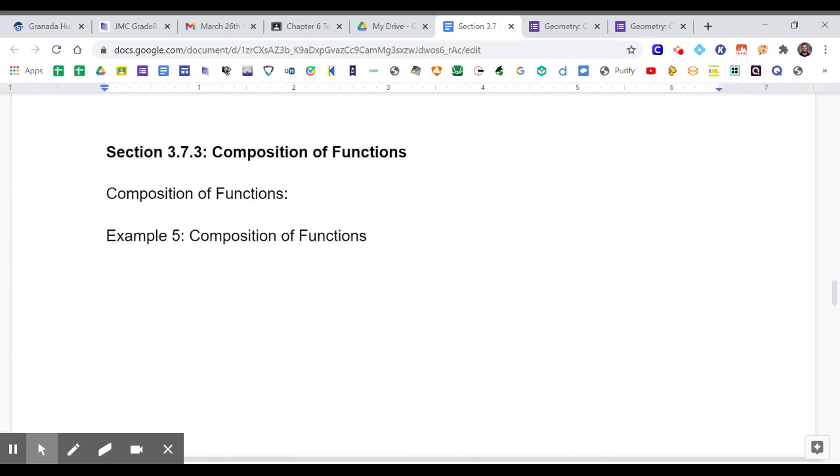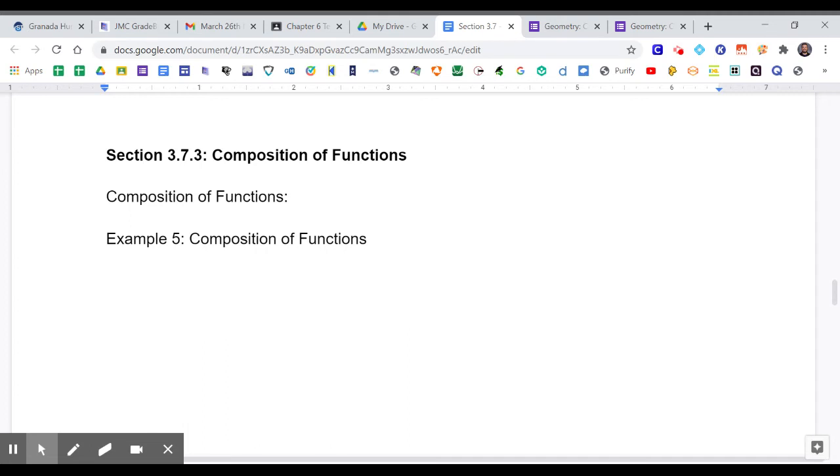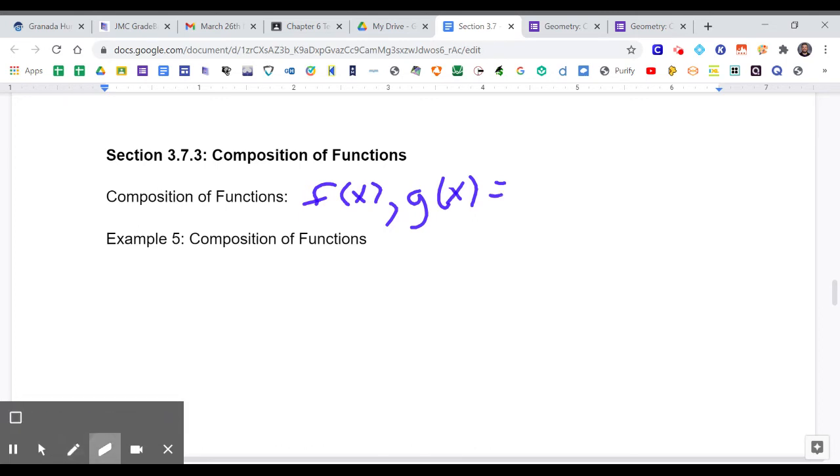All right, and so one of the last and final things we want to talk about is composition of functions. So what is composition of functions? Well, composition of functions is when we have two functions, we'll say f of x and g of x, and we can put them together, basically putting one of them into the other.